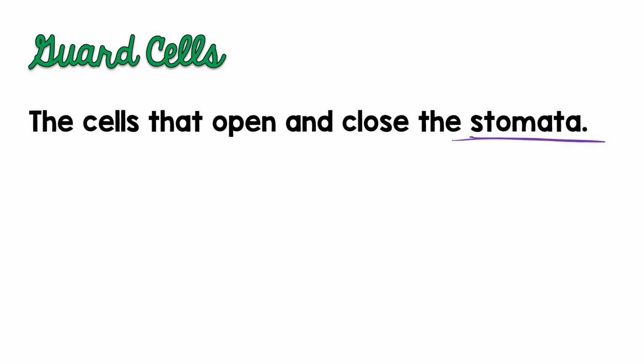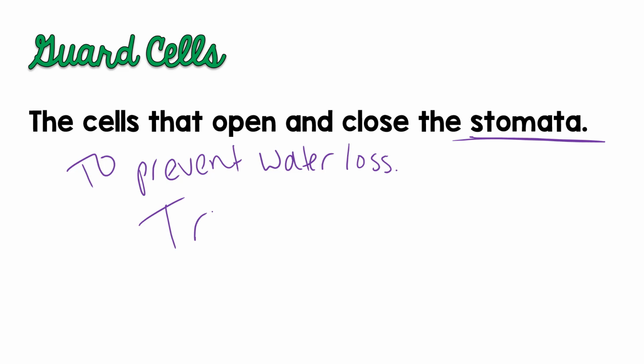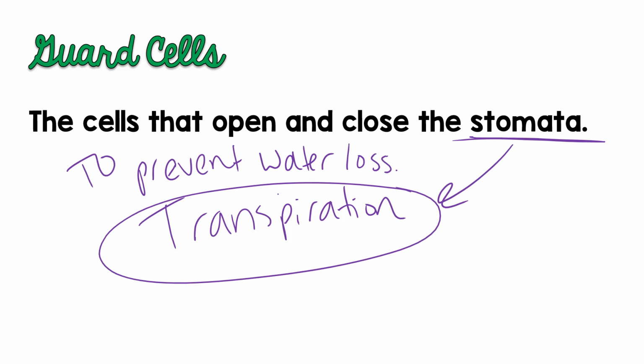Again, they may open and close to prevent water loss, okay? Remember, transpiration is water loss through the leaves of the plant. So when we're talking about the stomata, that is where that water would be released from. So in the mornings, whenever you look at plants and you can see dew on the outside of the plant, that water is being released through the stomata of the plant.